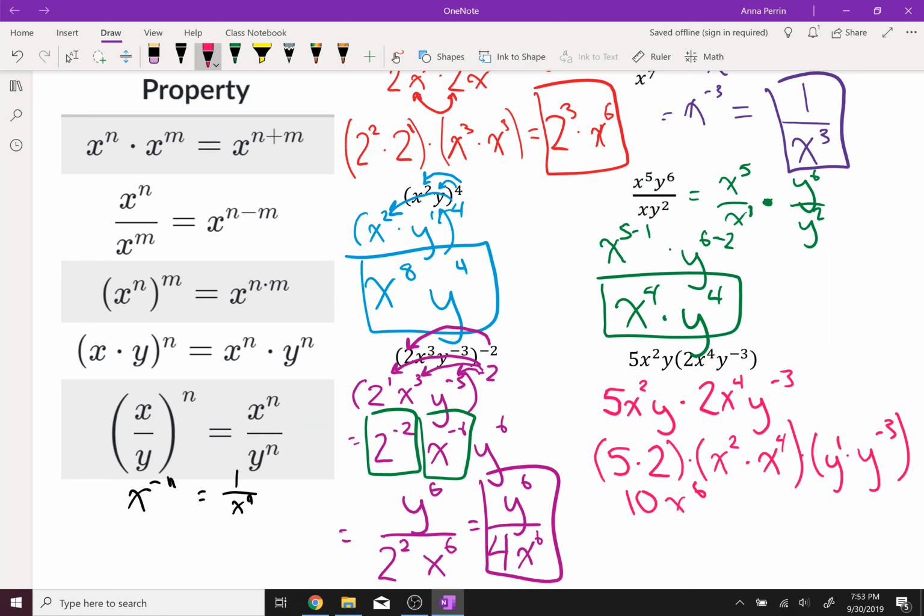And y to the 1 times y to the negative 3, adding those exponents and keeping my base gives me y to the negative 2. So I'm almost done. I can make this answer even better by realizing that this has a negative exponent, which means it wants to move to the denominator. So I can rewrite this as 10x to the 6th divided by y squared.